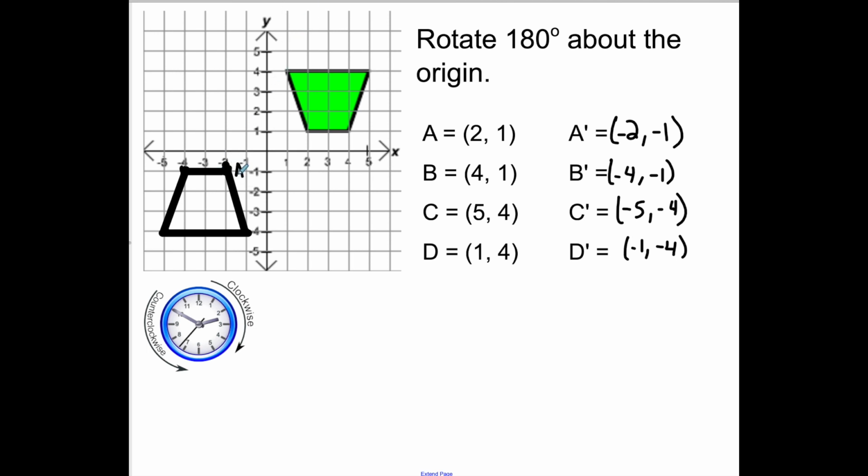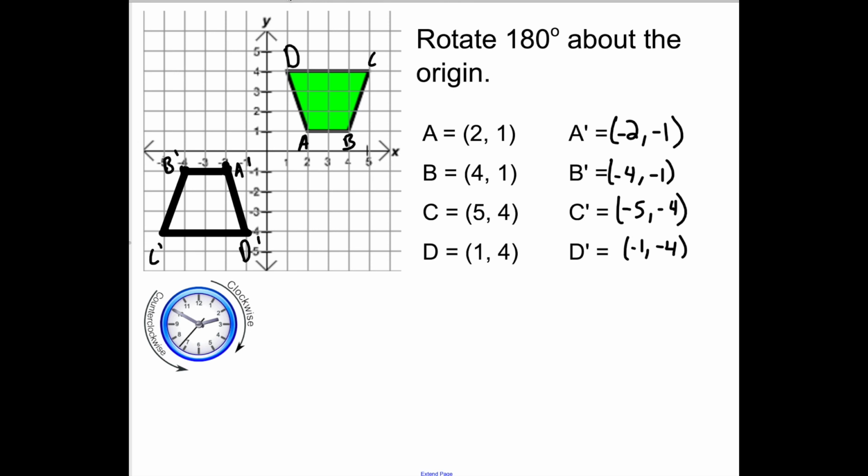So here's my A prime, whereas this was my A. Here's my B prime, whereas this is my B. Here is my C prime, whereas this is my C. And here's D prime, and this was the original point D there. Oh, and these original ones should not have primes on them because those were the pre-image.